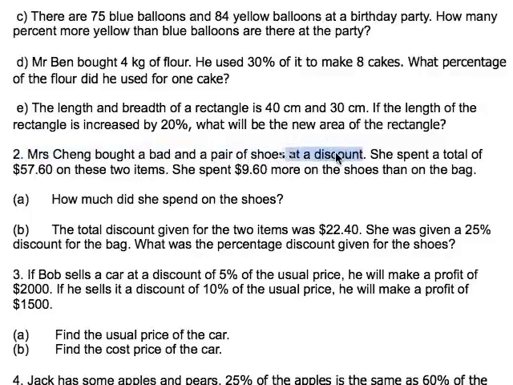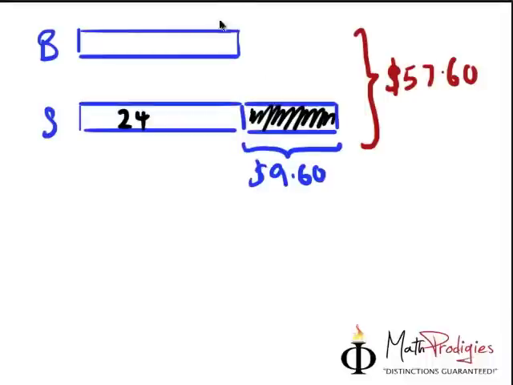The discount has already been given. So if she was given a 25% discount for the bag, what does that mean? It means that this amount, which is $24, is actually already after being given a discount. The original price is always 100%, so after a 25% discount, this is actually the same as 75%.